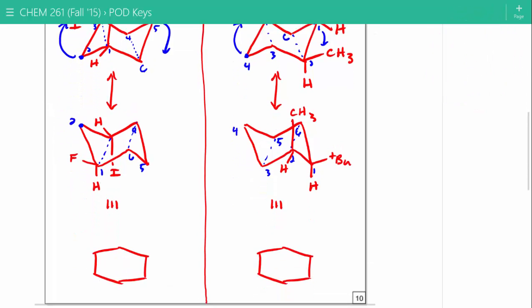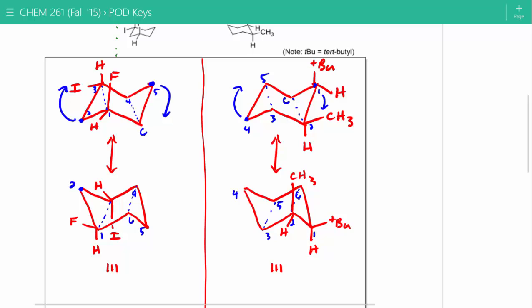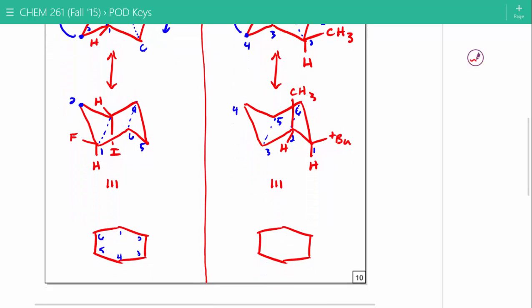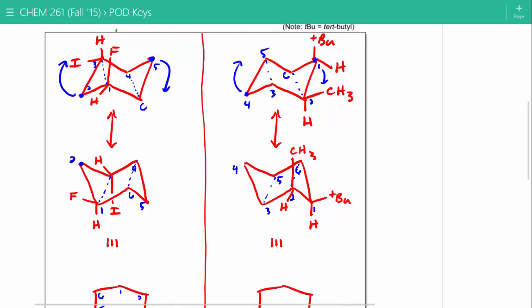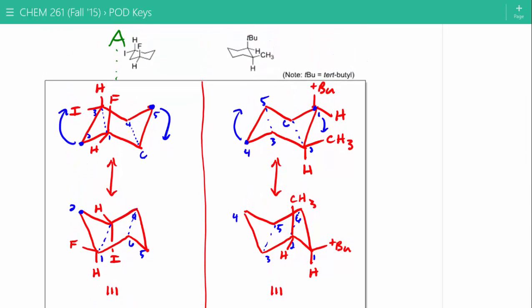So if we go down and we number this, we can say, all right, 1, 2, 3, 4, 5, 6. On carbon 3, we said that iodine is further away from our eye, so it's going to be dash. The hydrogen's closer, so it's going to be a wedge. Then if we look at carbon 1, is fluorine closer to our eye or further away?